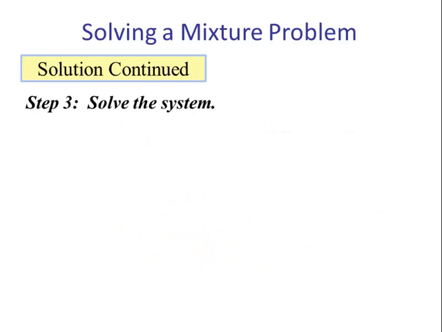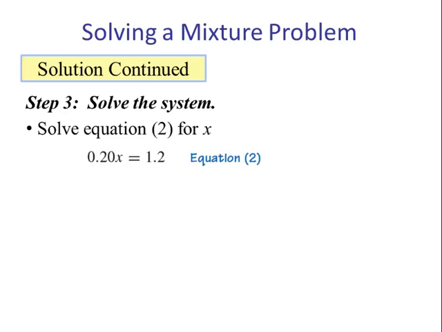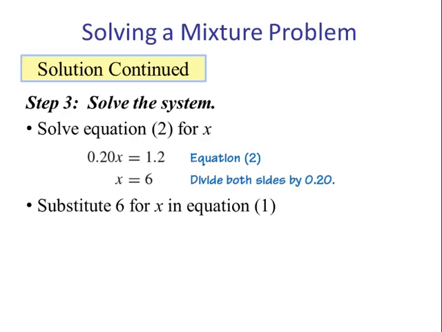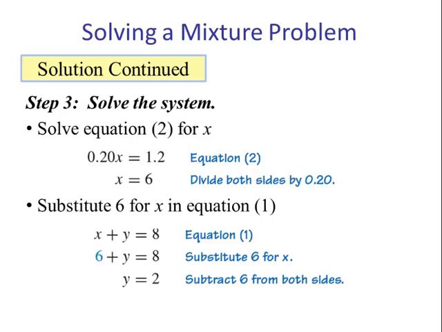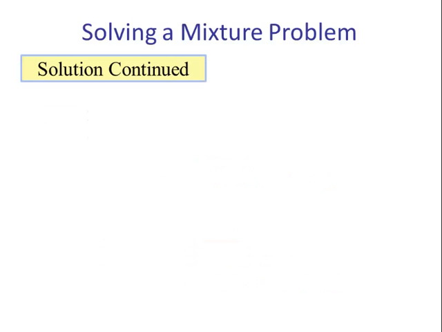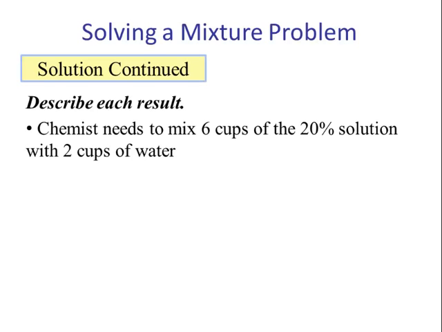So solving this system will give us our answer. For this system, I'm going to solve for x. I'm going to take the second equation and solve for x. So I'm going to divide by 0.20, and x turns out to be 6. Substituting 6 to get y, we have x plus y equals 8, which will be 6 plus y equals 8, which y is equal to 2. So to put this back in the terms of the problem, the chemist will need 6 cups of the 20% solution with 2 cups of water.